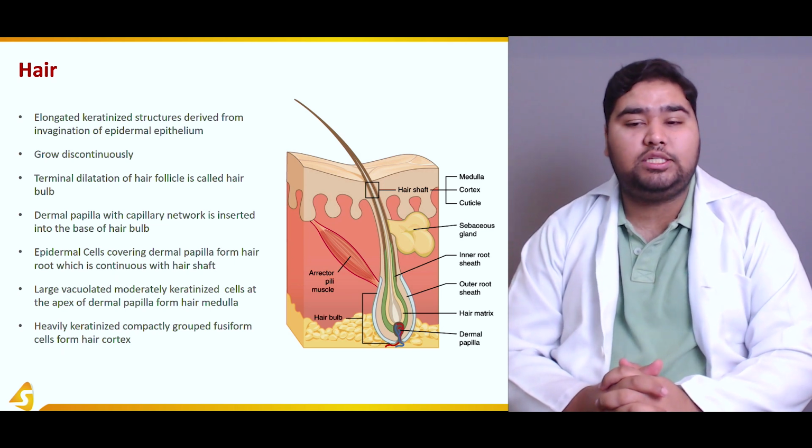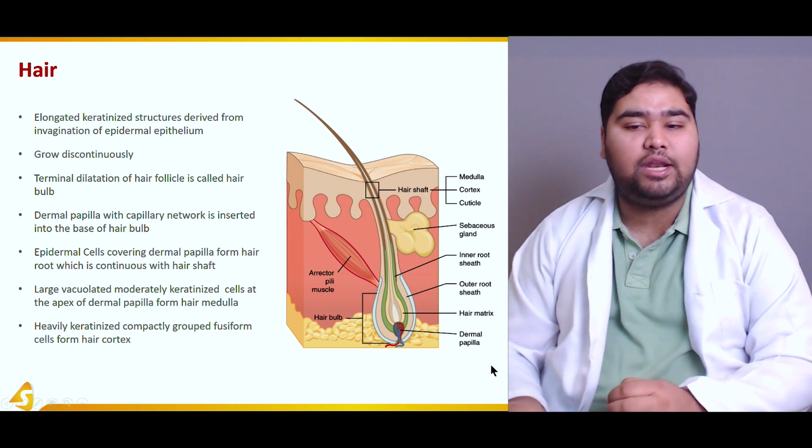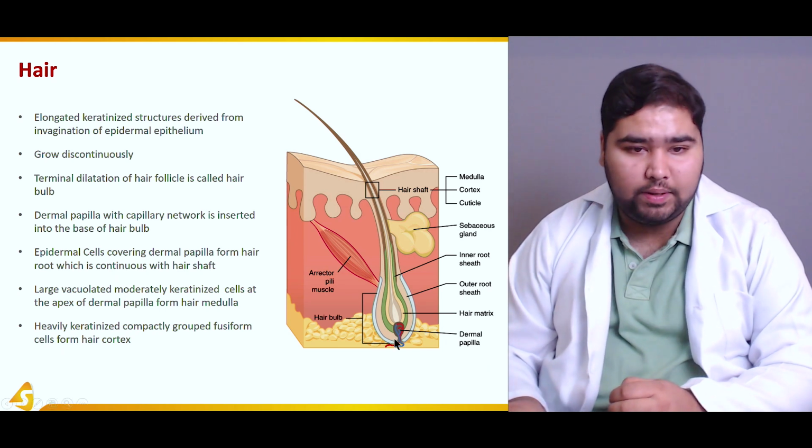Okay, taking a look at the structure of the hair, it has a terminal dilation of the hair follicle and it is known as the hair bulb. This dilation at the end of the hair is known as the hair bulb.